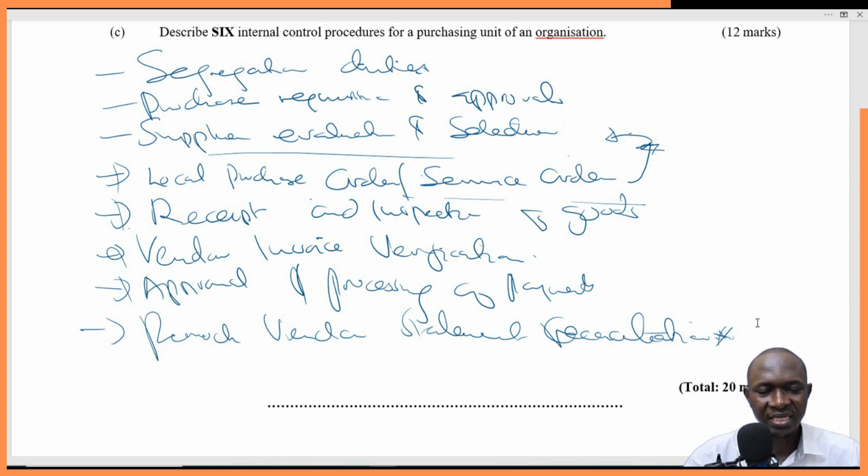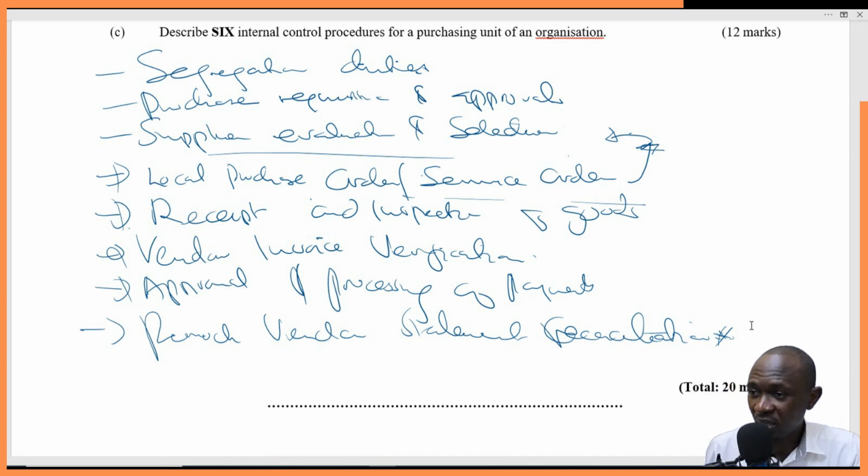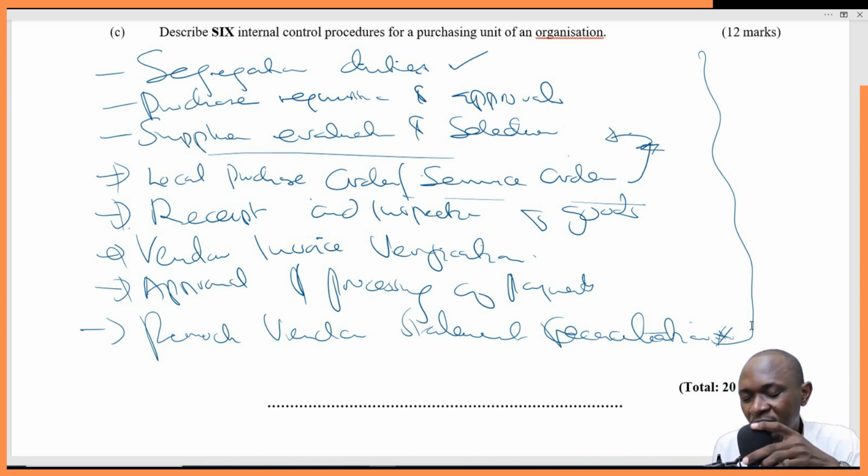Okay, so these are just part of the procedures for a purchasing unit of an organization. There are some steps that I have skipped here deliberately, but these are major. Number one, let's check on the internal control, segregation of duties, where work of one person is taken by the other, and people have different tasks in the whole process. We don't need to have one person doing everything. Purchase requisitions, there should be documents to leave a trail.